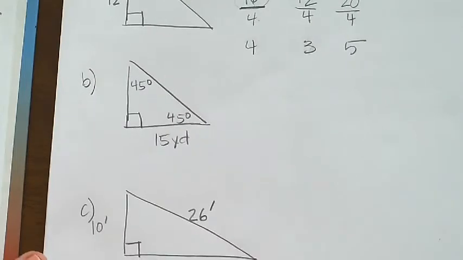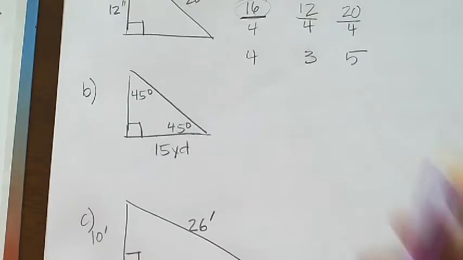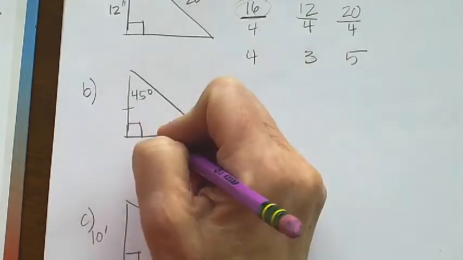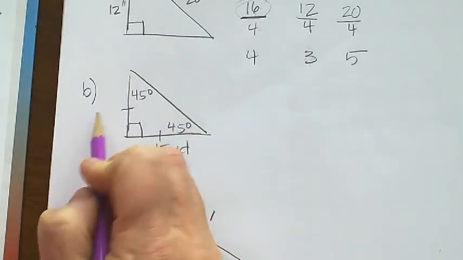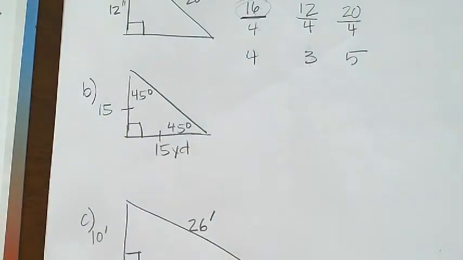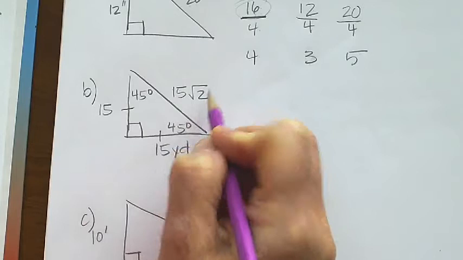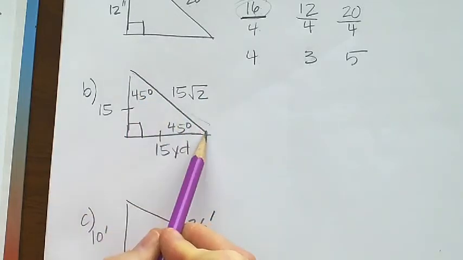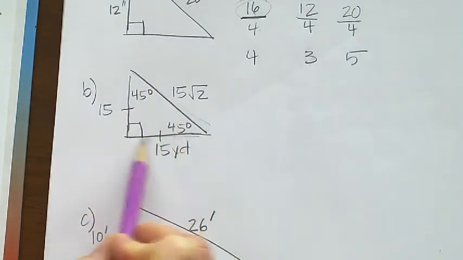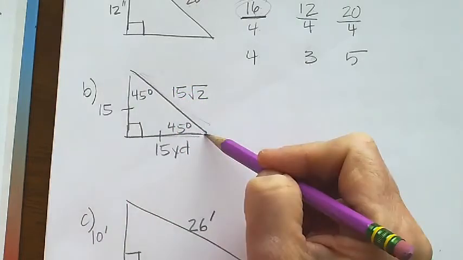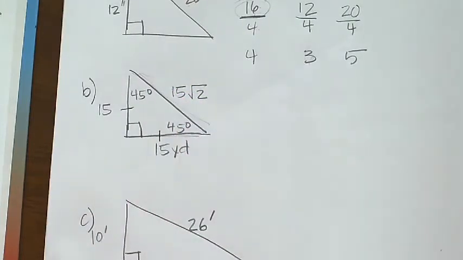Okay, part B, we've got a 45, 45, 90 triangle. So we know that the two legs are going to be the same. So this is going to be 15, and I'm just going to use my pattern. The hypotenuse is going to be 15 times the square root of 2. Hypotenuse in a 45, 45, 90 triangle is always the leg times the square root of 2.